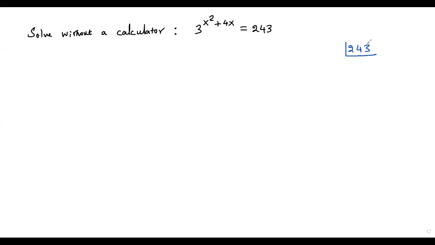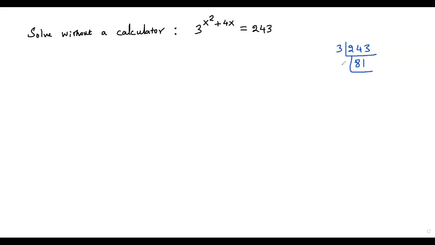For that, we have to add the digits in 243. So 2 plus 4 is 6, 6 plus 3 is 9. 9 is a multiple of 3, so 243 is divisible by 3. So I divide it by 3. I'm trying to divide 243 by 3. So 3 goes into 2 0 times, so we take 24. 3 goes into 24 8 times. 3 goes into 3 1 times.